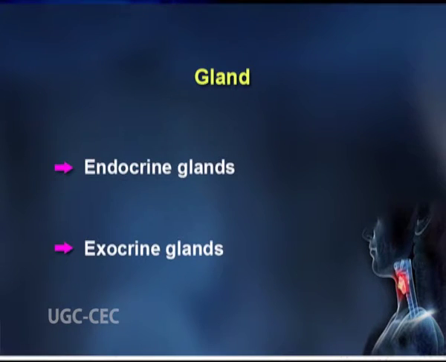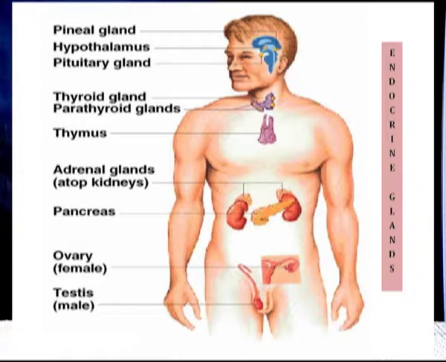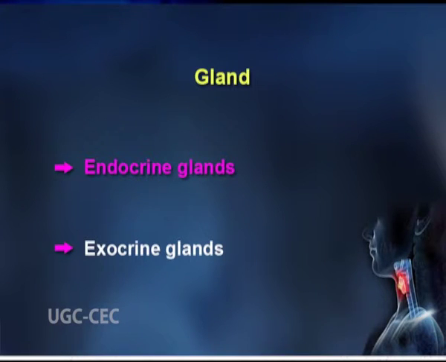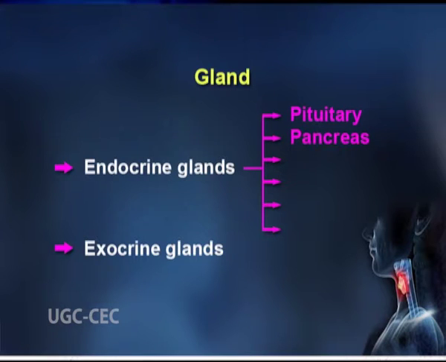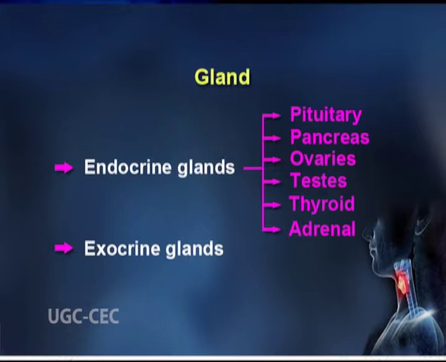There are two types of glands, endocrine glands and exocrine glands. Endocrine glands are ductless glands. They secrete their products directly into the main bloodstream. The main endocrine glands include pituitary, pancreas, ovaries, testes, thyroid and adrenal glands.